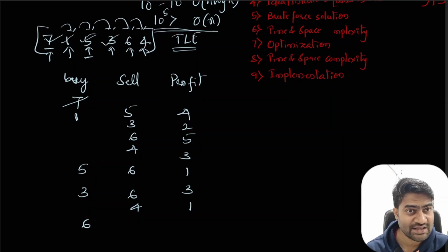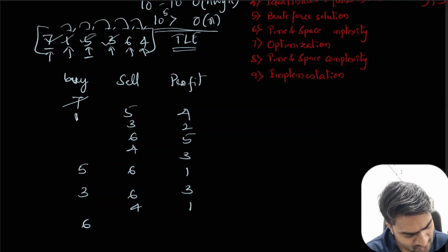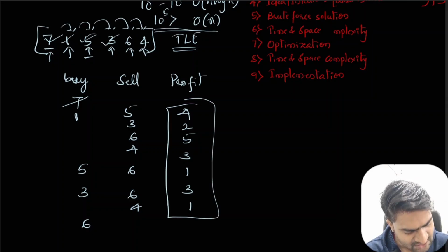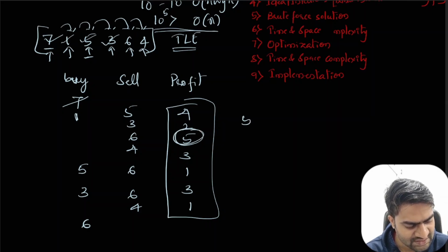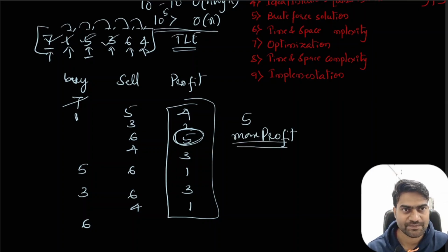I cannot really buy with 4 value because that's the last value available in the array. So if that is the case, I cannot really sell after that. Out of these values, which is maximum, this is maximum. So this is my max profit. Okay, you understood? If that is the case, then let's try to write the pseudocode for this one.